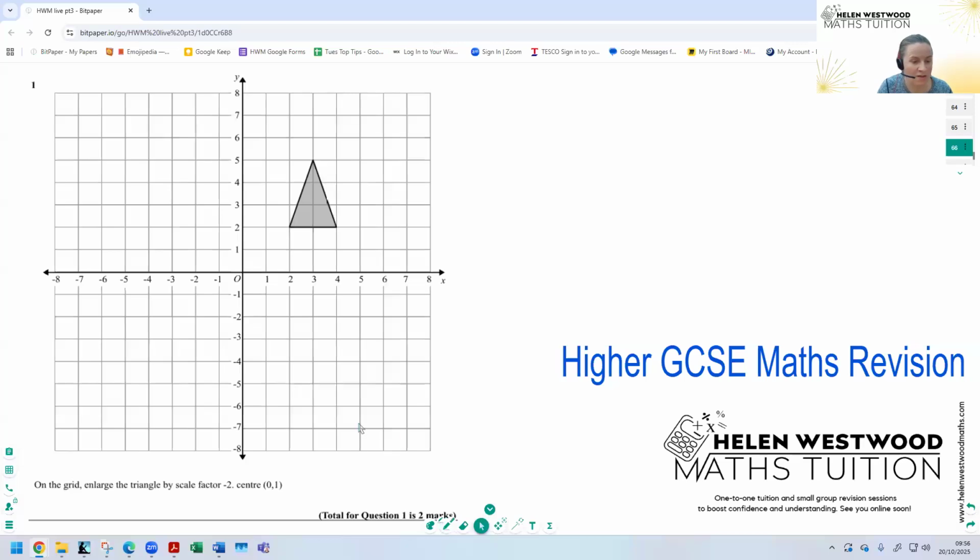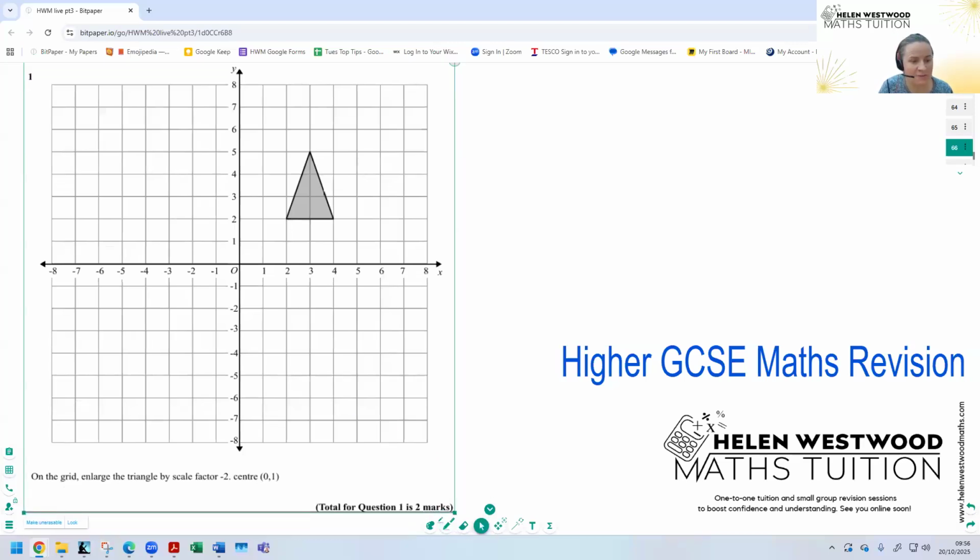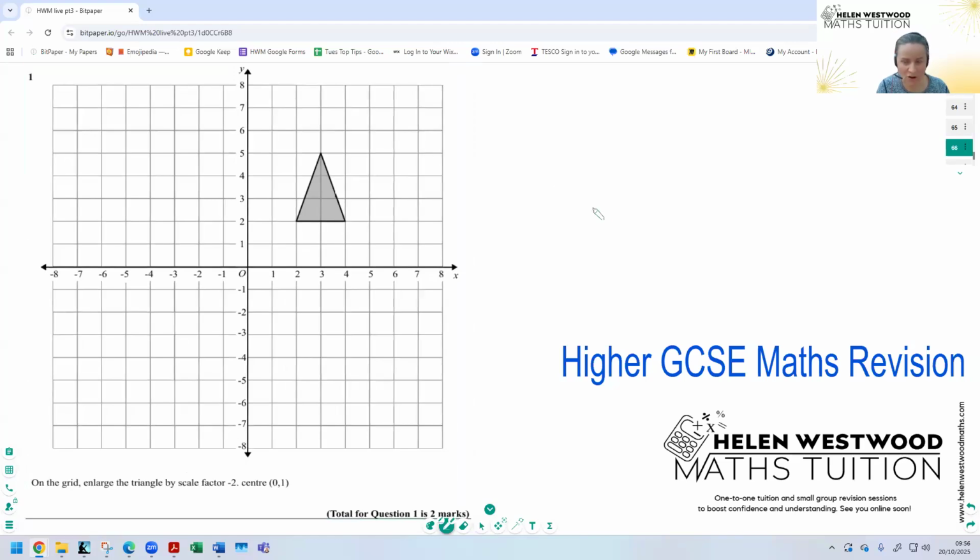Okay, so just one other twist to our enlargement I'd like to talk through here for our higher GCSE Maths students is we can have a negative scale factor. So again, we've got the same starting situation where we need to mark our centre of enlargement of (0, 1). And we're going to draw our ray lines.